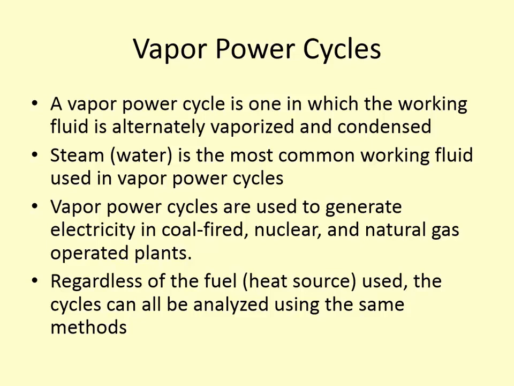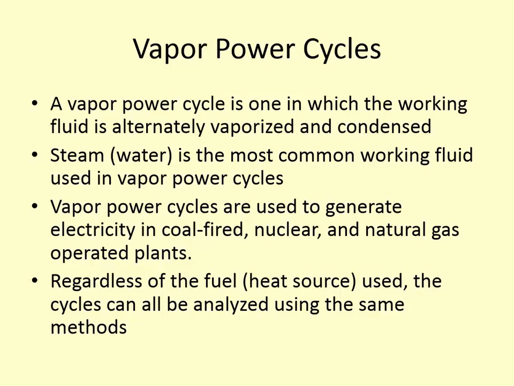So vapor power cycles are a cycle in which the working fluid alternates between a liquid and a vapor. And generally, steam or water is the most commonly used working fluid in these power cycles.